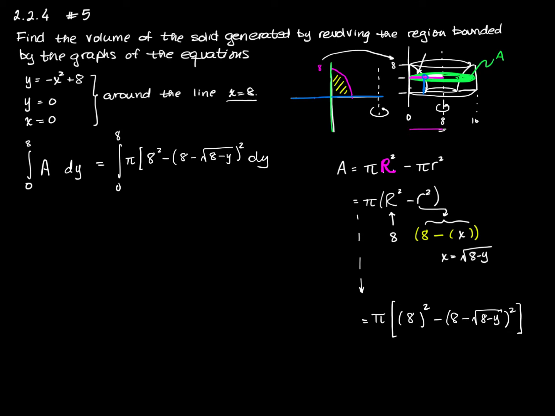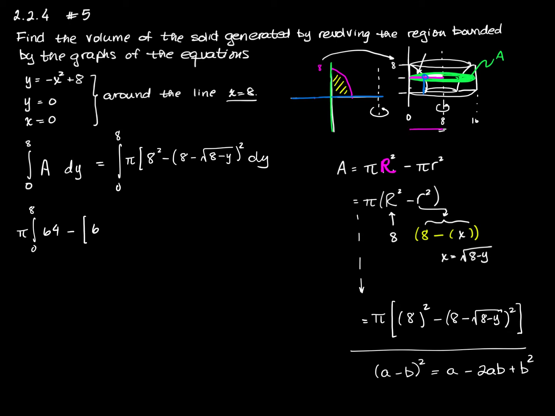I'm going to bring my constant of pi out front. And I'm going to do a little simplifying. That 8 squared is just 64, so that's no big deal. Minus. Now when I square this whole quantity here, I'm going to get 8 minus, let me do this. Recall that a minus b quantity squared is a squared minus 2 times a times b plus b squared. In this case, a is 8. I'm looking at this 8 right here.